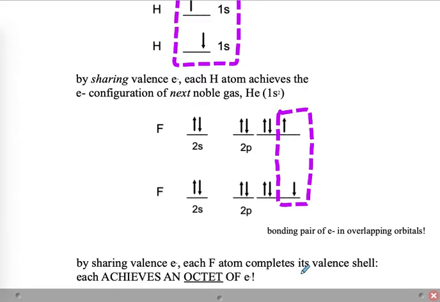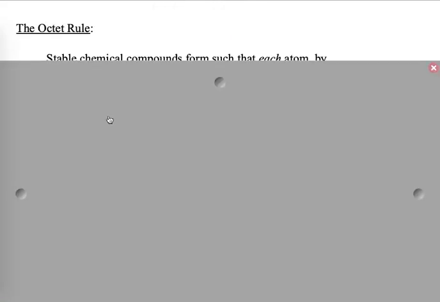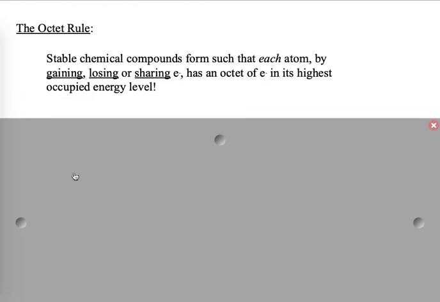And that leads to a very important concept in all of chemical bonding, which is the octet rule. The octet rule says stable chemical compounds form such that each atom, by gaining, losing, or sharing electrons, has an octet of electrons in its highest occupied energy level. Having 8 electrons corresponds to a special stability.